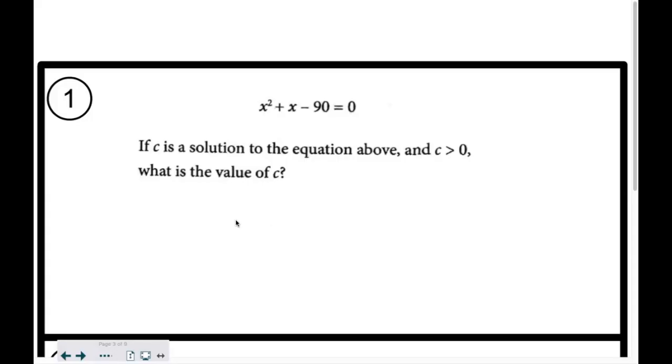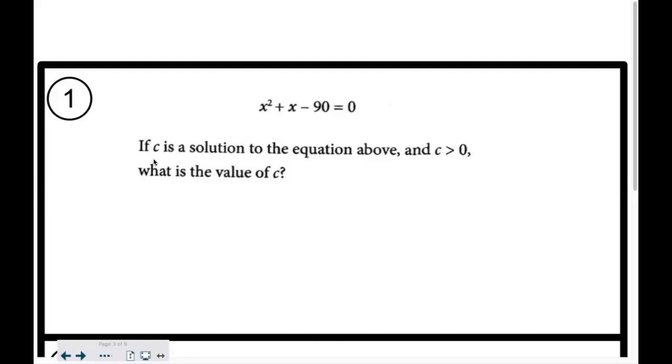All right, let's move on to number one. So we're talking about quadratics tonight. And one of the ways to solve a quadratic is by factoring. We're going to talk about the different ways to solve a quadratic throughout a lot of these problems, and we always have the option of using Desmos.